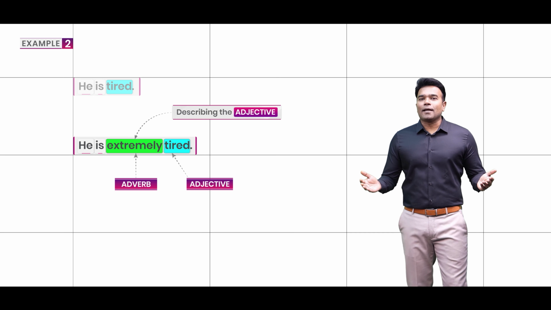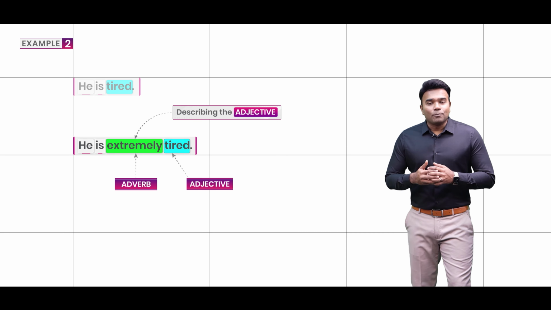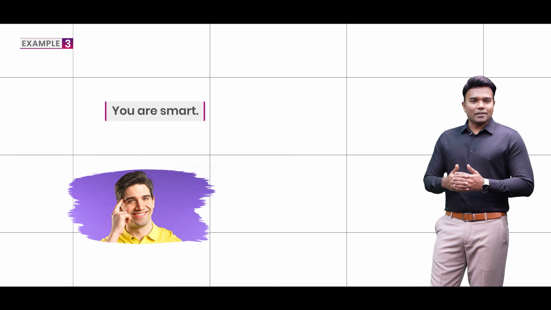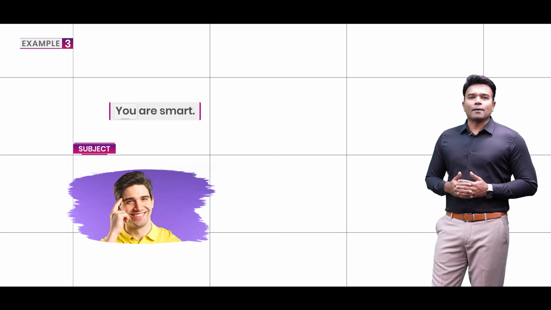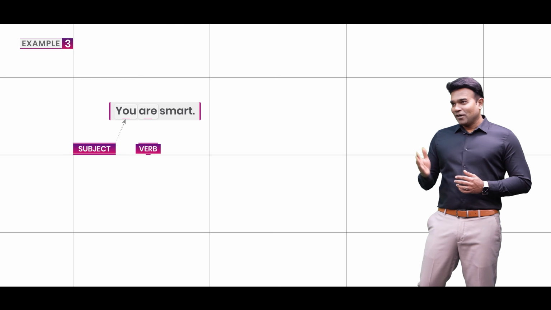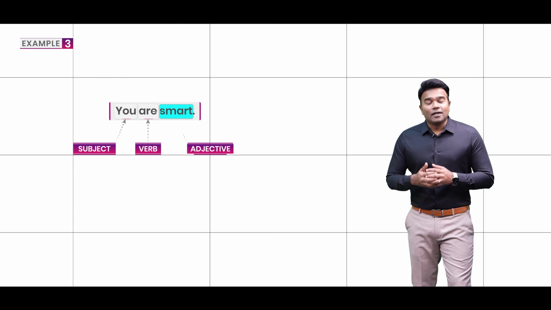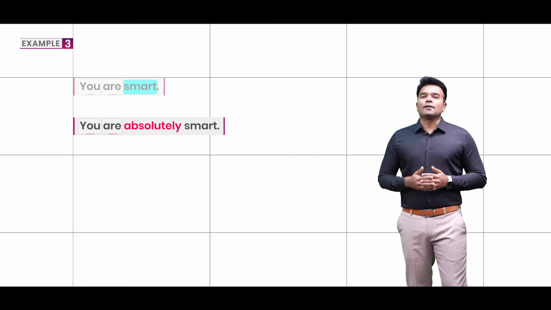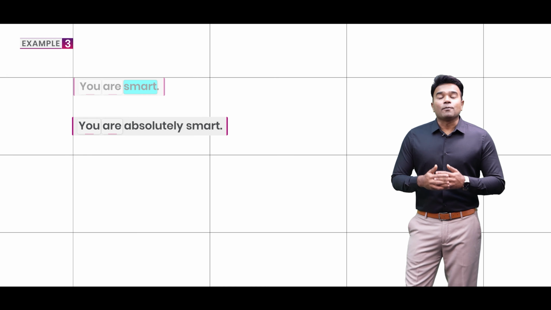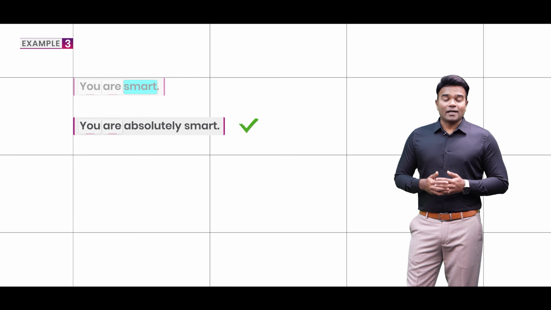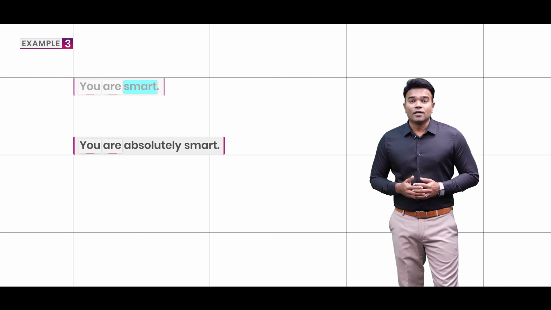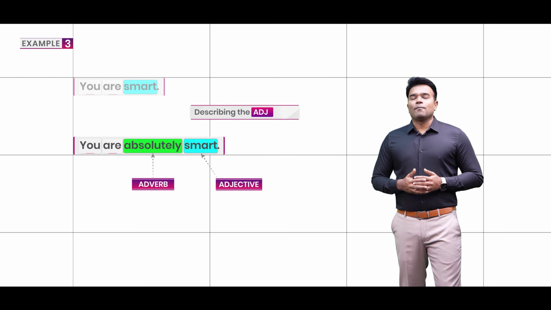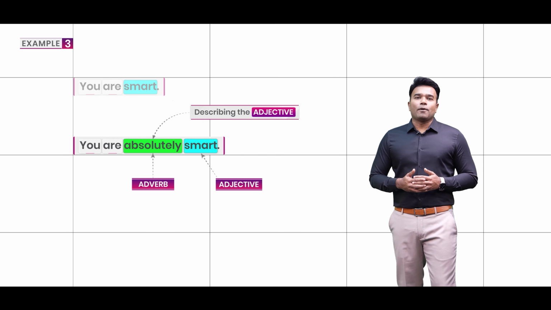Well, let me give you one final example. You are smart. In this sentence, you is the subject, are is the verb, and smart is the adjective. But the same sentence can also be expressed like this: you are absolutely smart, which is a valid English sentence, and here the word absolutely is an adverb which is giving us additional information about the smartness of the person.